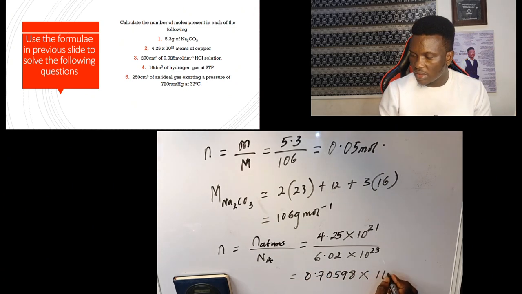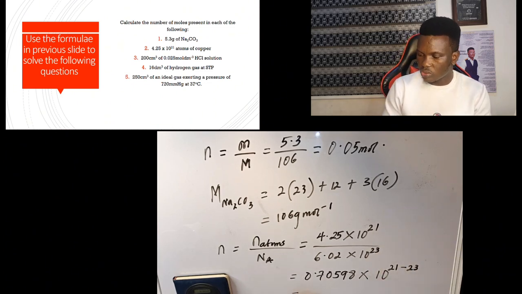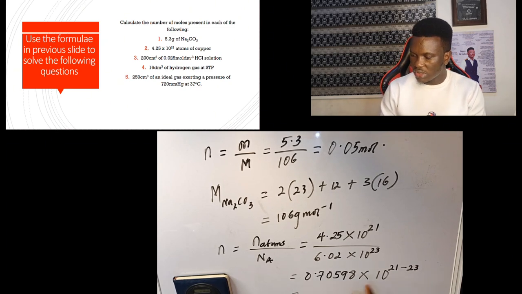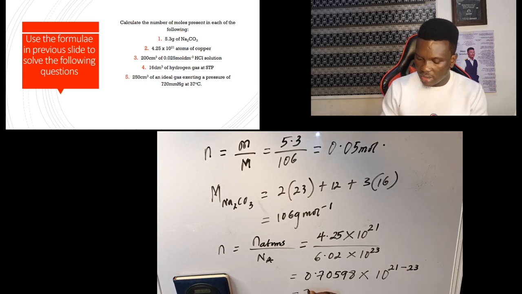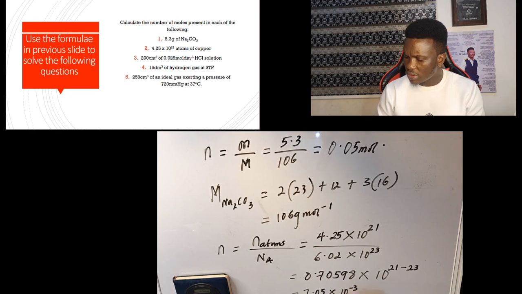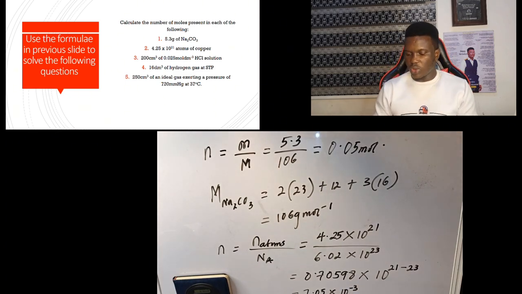So that's 0.70598 times 10 raised to the power 21 minus 23. So when 23 comes up, it takes minus. So this is going to be 21, that's 2, so that's 3. So that's 7.05 times 10 raised to the power minus 3. Yeah, minus 3. So the unit is mole. So that's the answer for the next question.